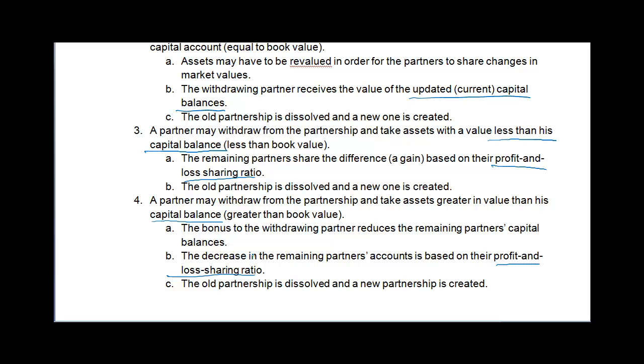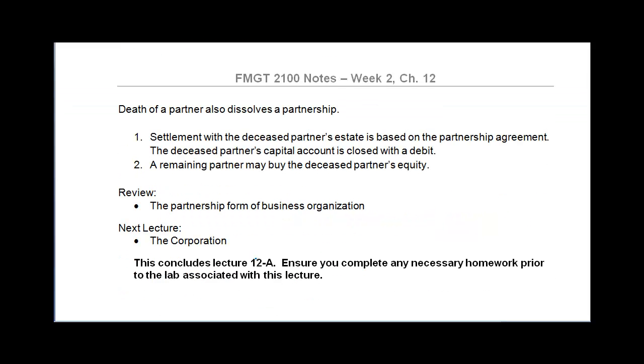So these are all things that you need to think about before starting a partnership. This isn't something you want to do with a handshake and a couple of notes scribbled on the back of a cigarette pack. Okay. So as we've just discussed, the death of a partner also does dissolve a partnership, and you want to have this kind of thing spelled out in the partnership agreement. So this was a real quick and dirty overview of the nature of partnerships and accounting for them. This is all we're going to do in Chapter 12. It's not a hugely important topic that we're going to emphasize in this course, and so that concludes this lecture.